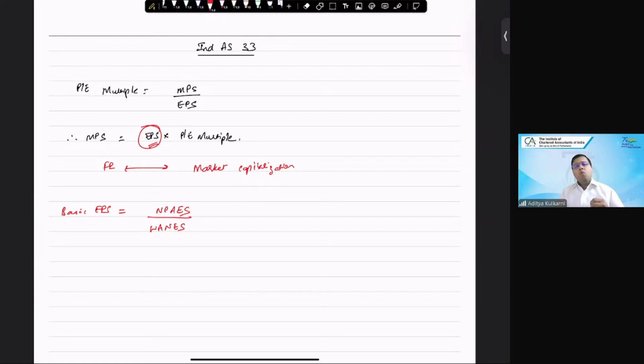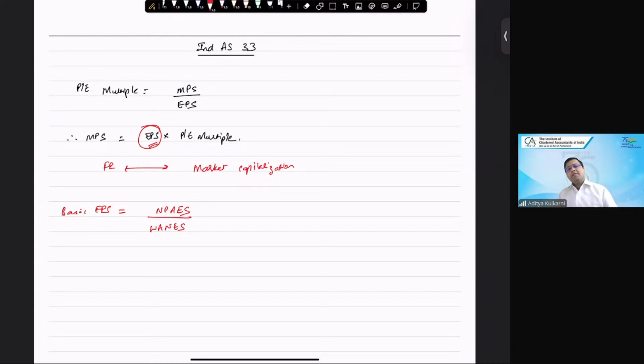Now, net profit attributable to equity shares, you are well aware of. It is profit after tax. Whatever is attributable to other providers of capital is adjusted. And finally, what is left attributable to equity shareholders is what is your numerator. Coming to your denominator is weighted average number of equity shares. What do you mean by weighted average number of equity shares? Why do I use weighted average and why not just equity shares?